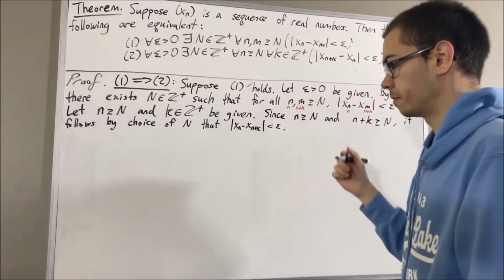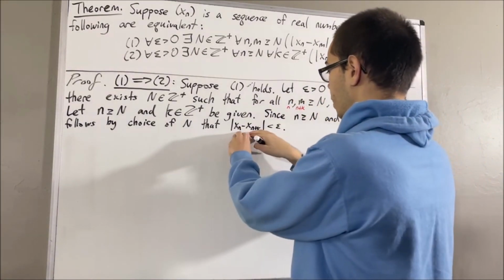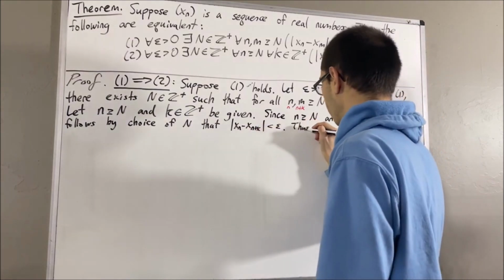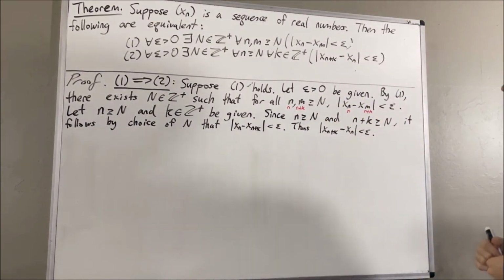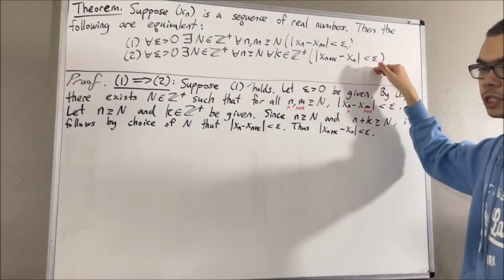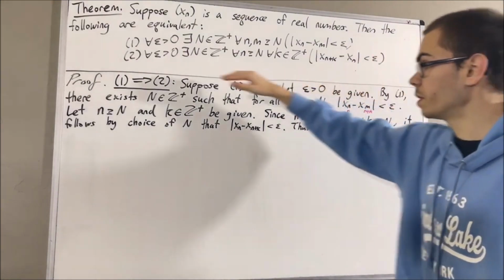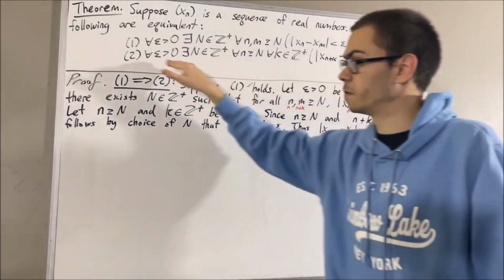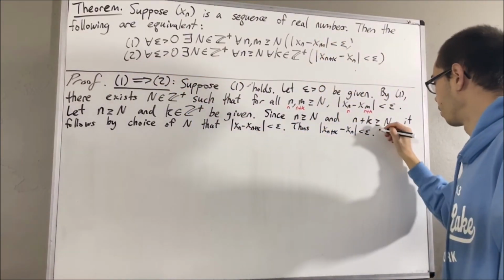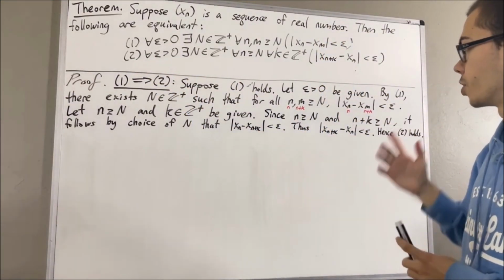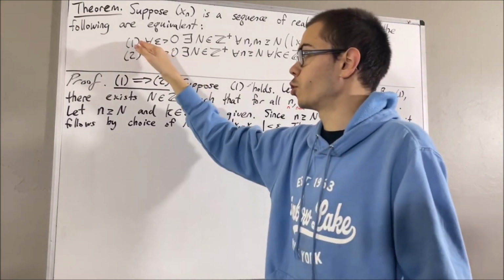And when it comes to absolute values, it's perfectly fine if we swap these two guys around. And so we have shown that this inequality is true. So we have proven this entire statement. And so this proves that 2 holds. So we have proven if 1 is true, then 2 is true.